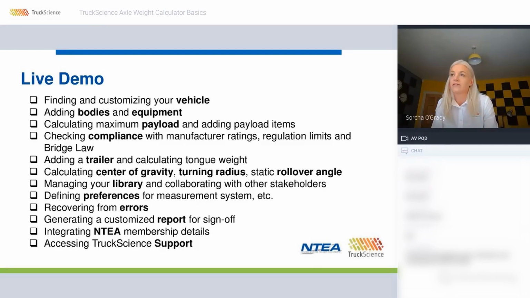We're going to find out how to find and customize a vehicle, add bodies and equipment, calculate the maximum payload and add payload items to detailed payload items, check compliance with manufacturer ratings, regulation limits and bridge law, add a trailer and calculate tongue weight if we have time to do that. We'll calculate the center of gravity, the turning radius and the static rollover angle.